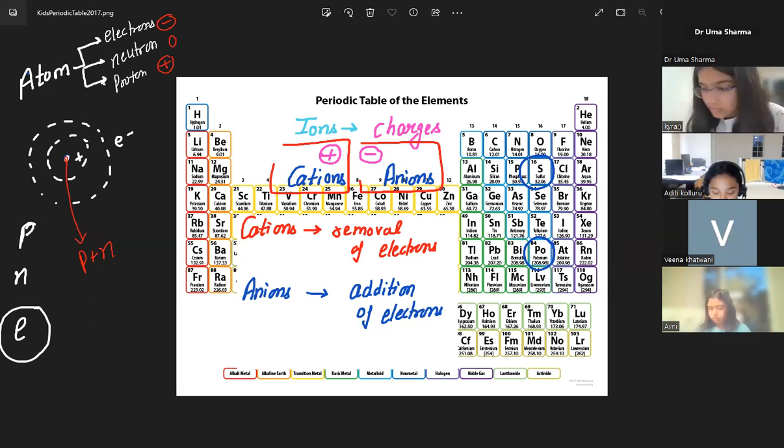So electrons are negative, neutrons are zero, and protons are positive. You heard this, Aditi, very clearly? Okay. Now look at this aluminum.